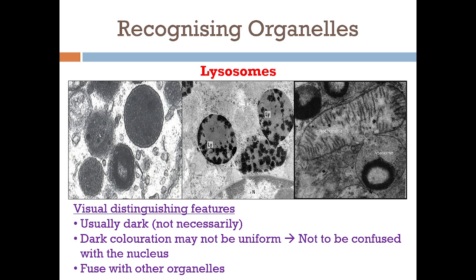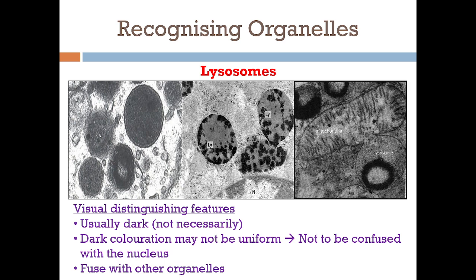The dark coloration may be uniform. You can see on the left, the lysosomes are uniformly black, most of them, but the lysosomes in the center are not uniform in terms of coloration. So don't let this confuse you with the nucleus. Obviously the sizes of the organelles are different. Lysosomes are much smaller, and you don't see more than one nucleus in one cell, but you do see multiple lysosomes. So the coloration is a hint, but don't let the coloration confuse you with the other organelles.